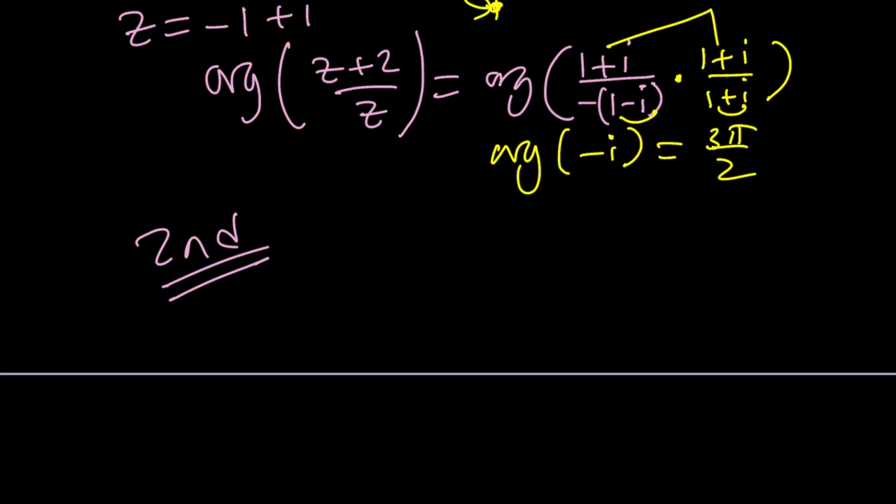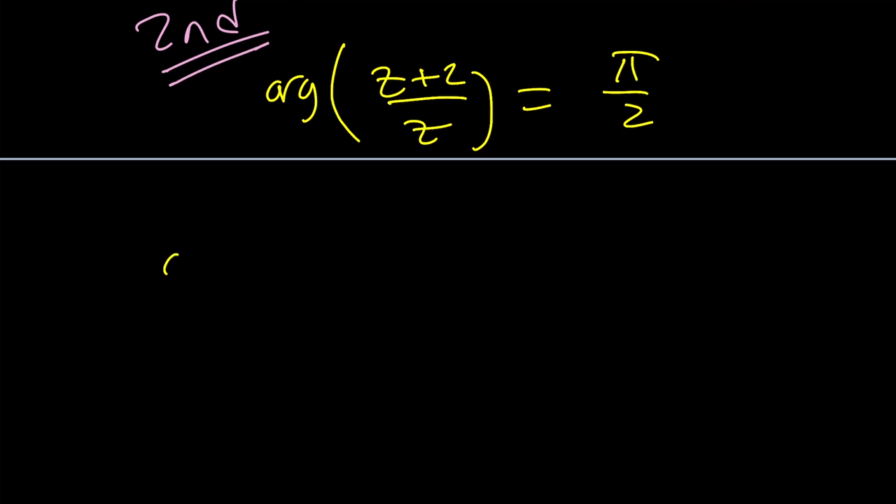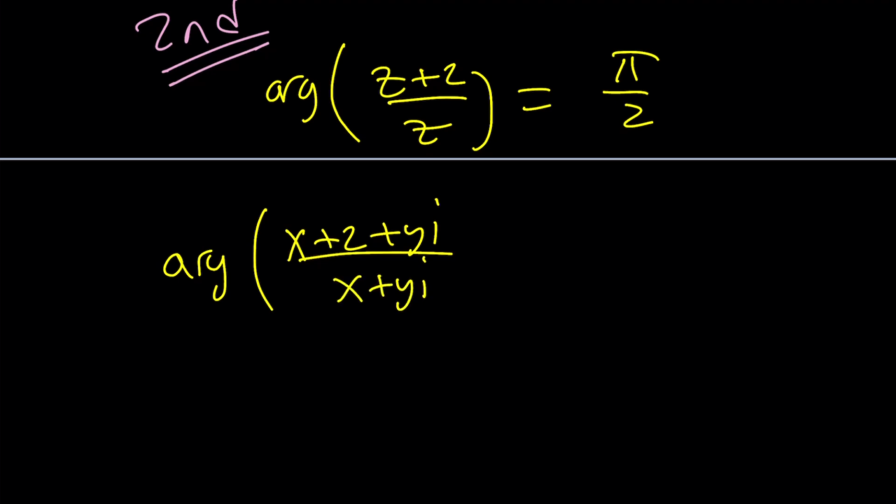So here's what we're going to do. Again, we're going to do the same thing pretty much. So we're going to replace z with x plus yi. Let's do it. And then we're going to get argument of x plus 2 plus yi over x plus yi equals pi over 2. But let's go ahead and multiply by the conjugates to do the thing. And that's going to give us the pi over 2 again.